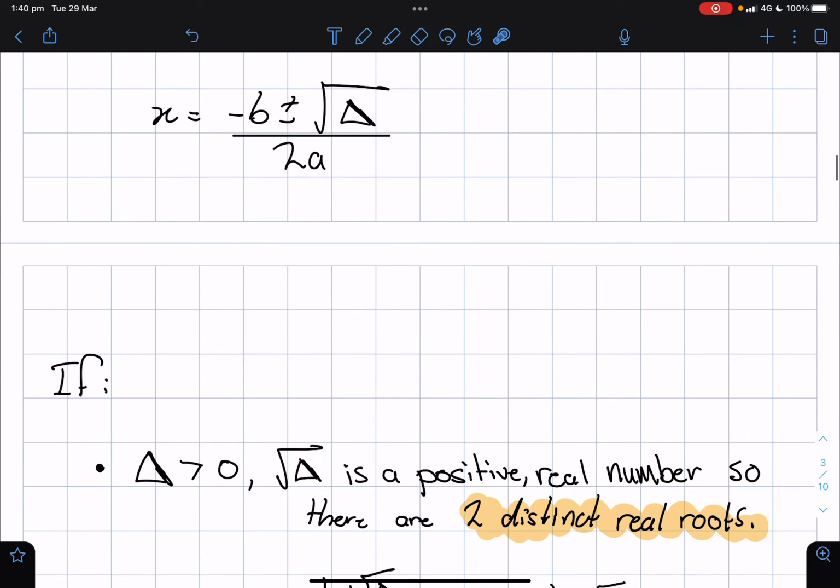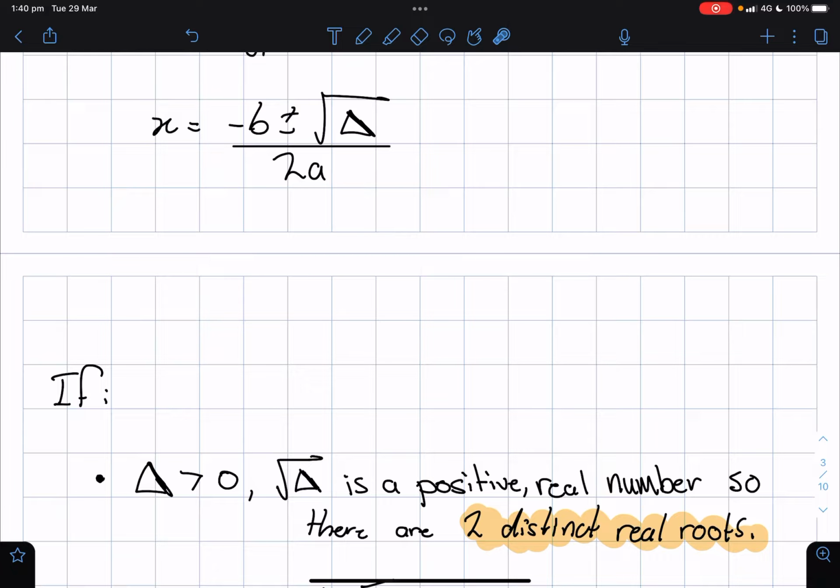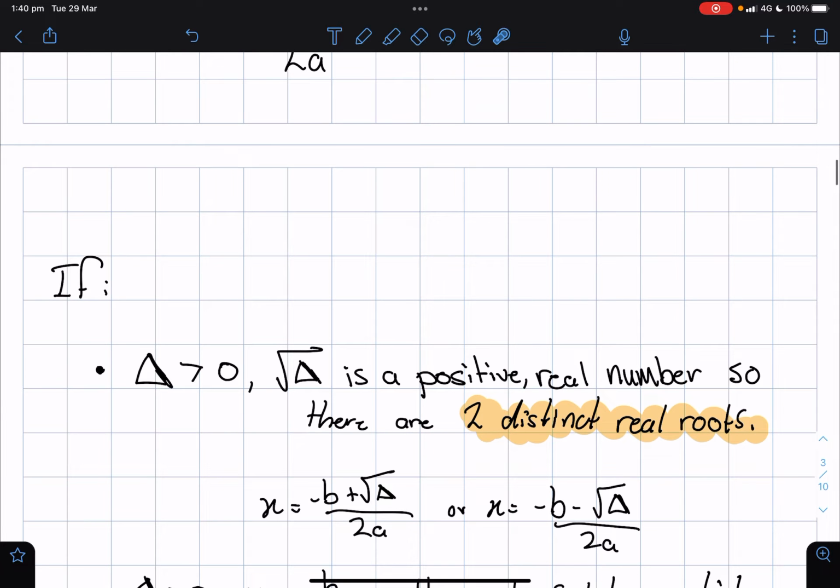So, a few things. If the discriminant is greater than 0, then the square root of the discriminant is a positive real number. So that means we're going to get two distinct real roots. At the moment, we're diving into classifying roots of quadratics. So if the discriminant is positive, you're going to get two distinct real roots, okay? And they look like this. x equals negative b plus the square root of the discriminant over 2a, and x equals negative b take away the square root of the discriminant over 2a, all right?